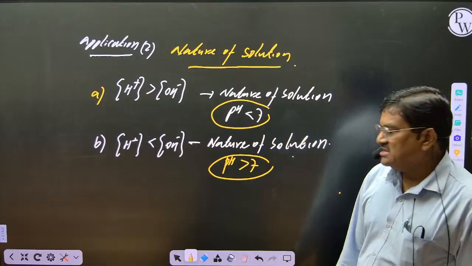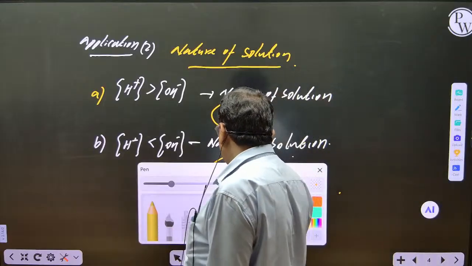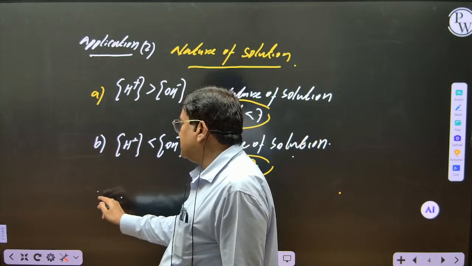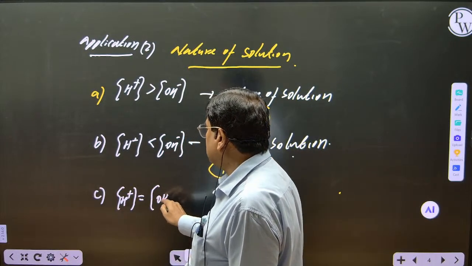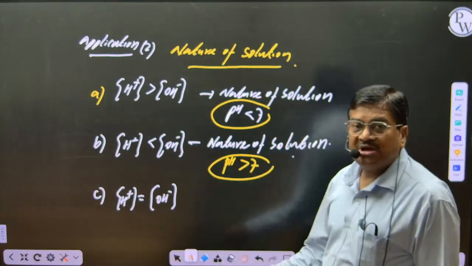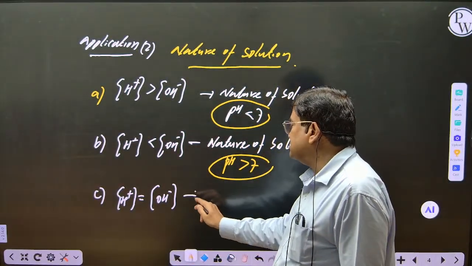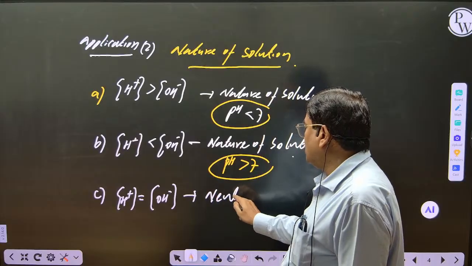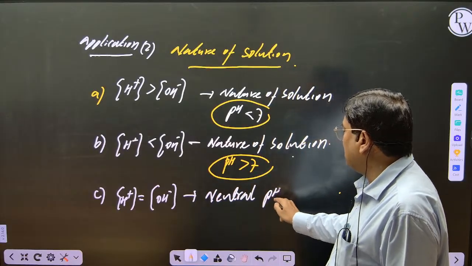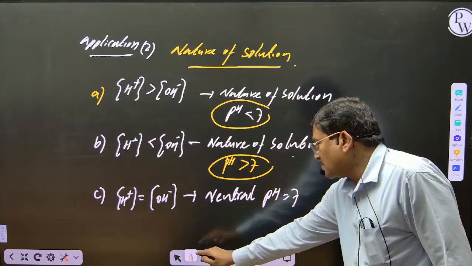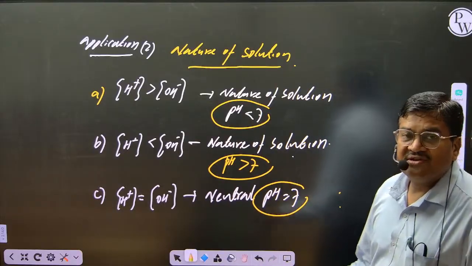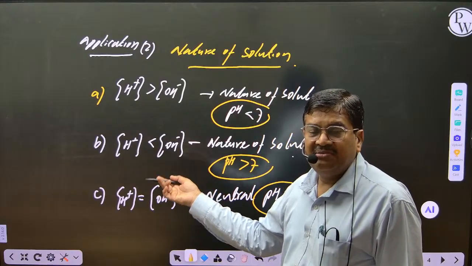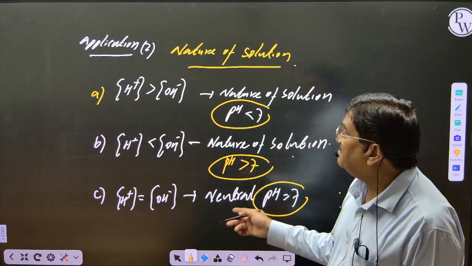And what is the other condition we get? See, there is another possibility. Sometimes the H plus ion concentration may be equal to the hydroxyl ion concentration. In this case, both are equal, which means its nature is neutral. Neutral means what will be the pH? The pH value will be equal to 7. So, are we knowing the nature of the solution from the Kw value or not? This is application 2.